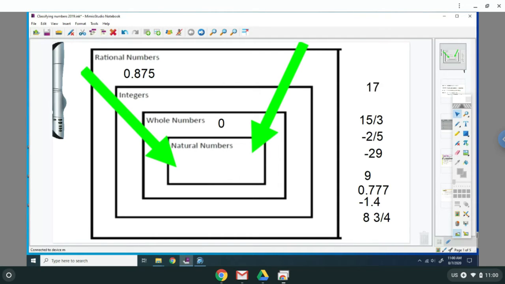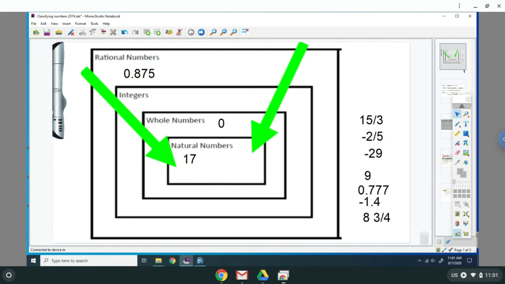So now we're going to try 17. So 17 is a rational. And since it's not a fraction or a decimal, it's an integer. And since it's positive, it also is a whole number. But since it's not 0 and it's positive, it's also a natural number. So 17 is everything. 17 is natural. 17 is whole. 17 is an integer. 17 is rational. It is all of these. So that's the reason why it gets to be in the middle, because it's the best of the best.